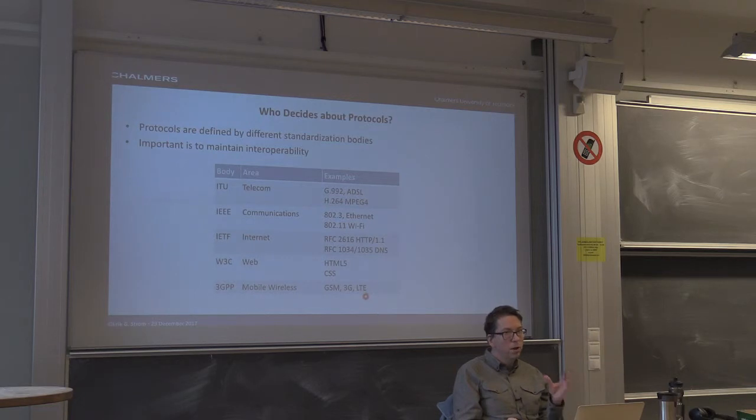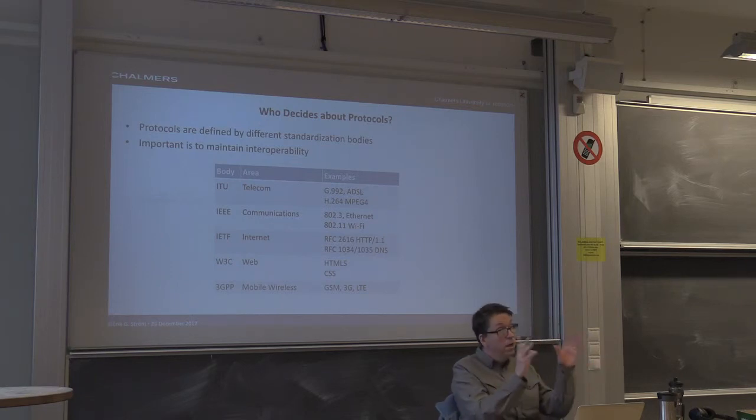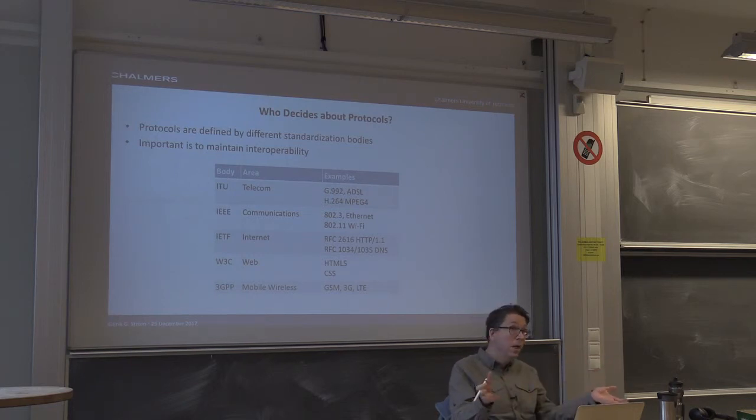So it's not always optimal from a technical point of view, but hopefully it works, right? Because Nokia, Ericsson, and Huawei need a system to work, otherwise they cannot sell their stuff. So they have an interest to agree, but they also have an interest to agree upon things which they can make money on.